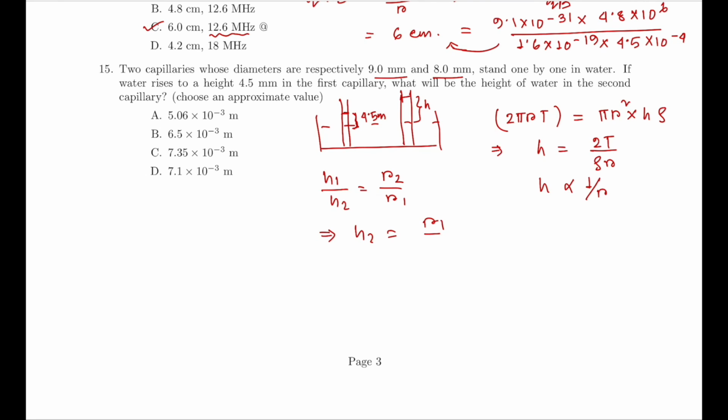So since you can multiply by 2 here, that would give you the diameter. So this is 9 into 4.5 divided by 8, and if you calculate, this would be 5.06 millimeters. That means 5.06 into 10 to the minus 3 meters.